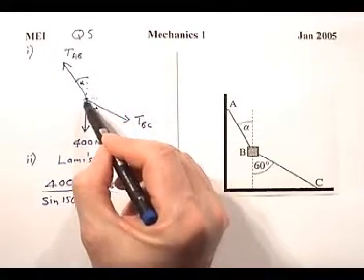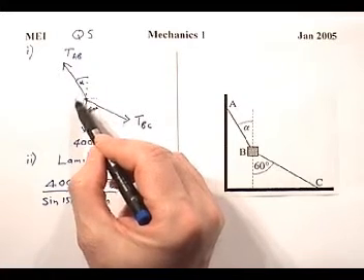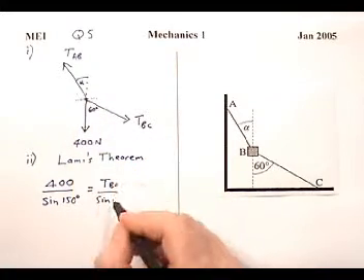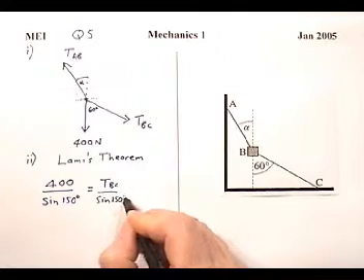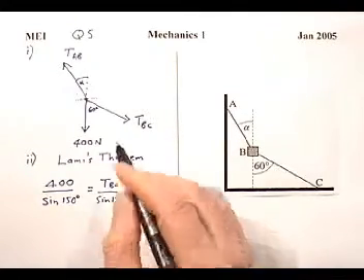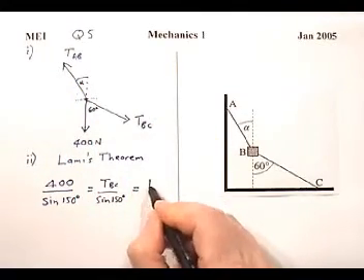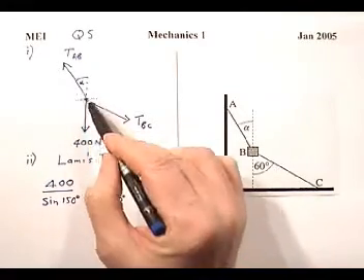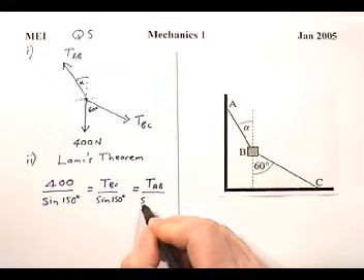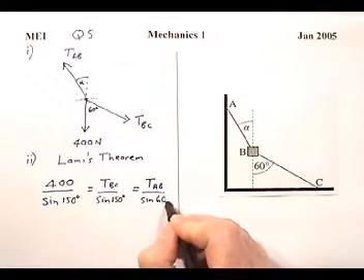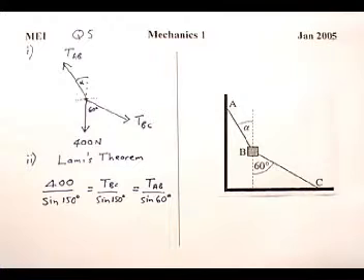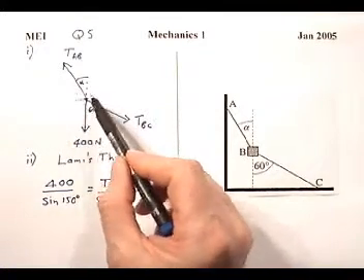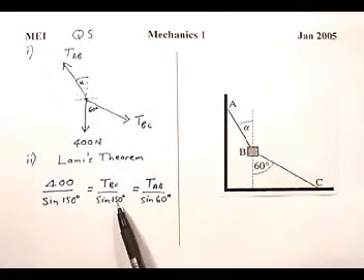Now if that's 30, it means that that is 60 and 90 here, making 150 altogether. And finally that's equal to TAB over the sine of the angle opposite, which in this case is 60 degrees. As a quick check, those three angles should add up to a full circle of 360. 150 plus 150 is 300, plus another 60 makes 360.